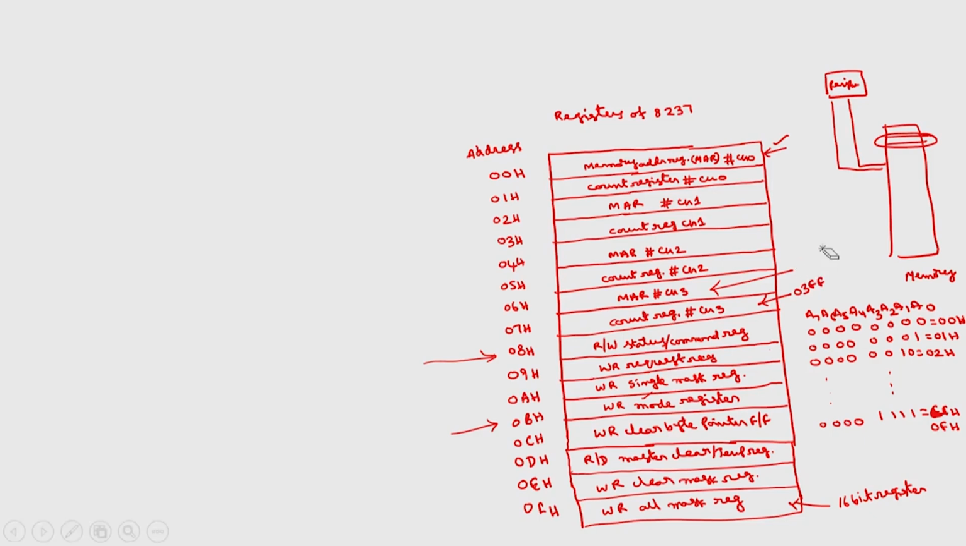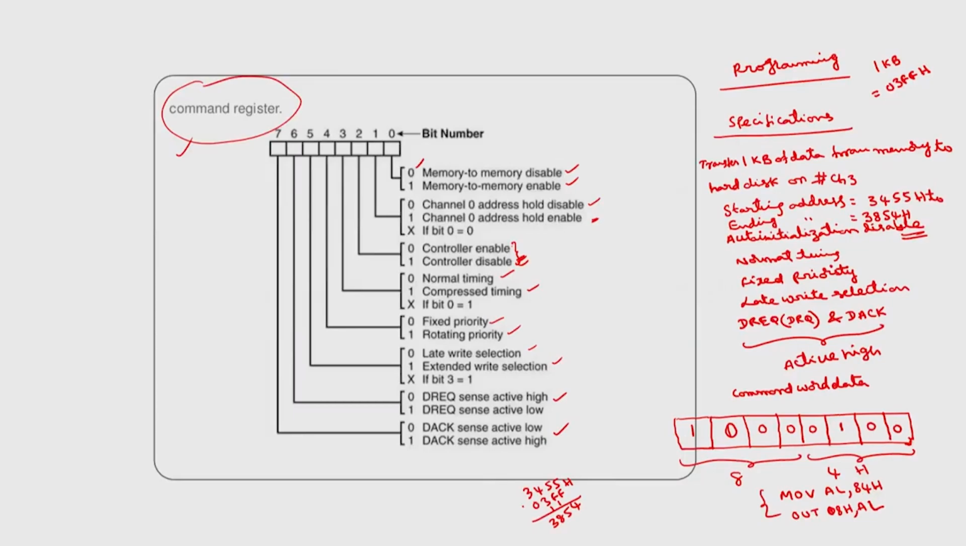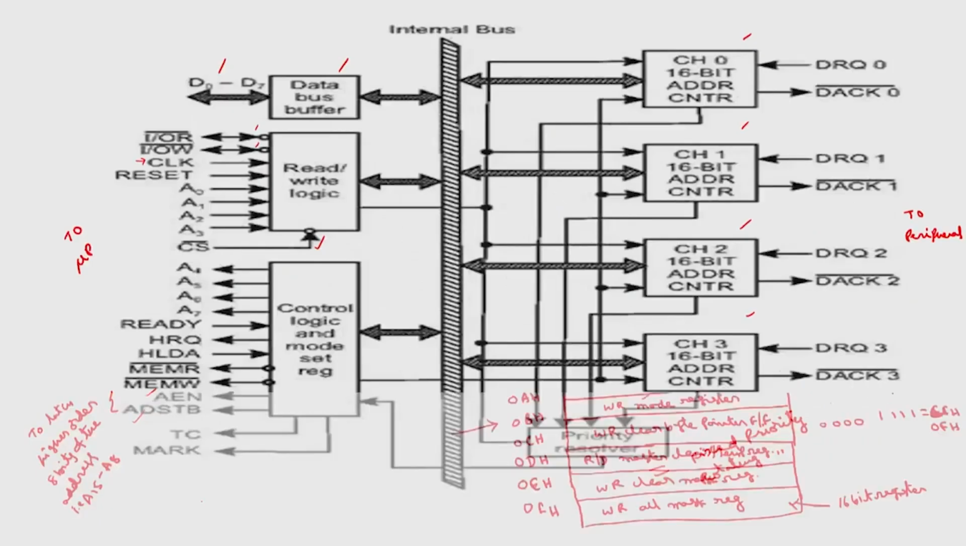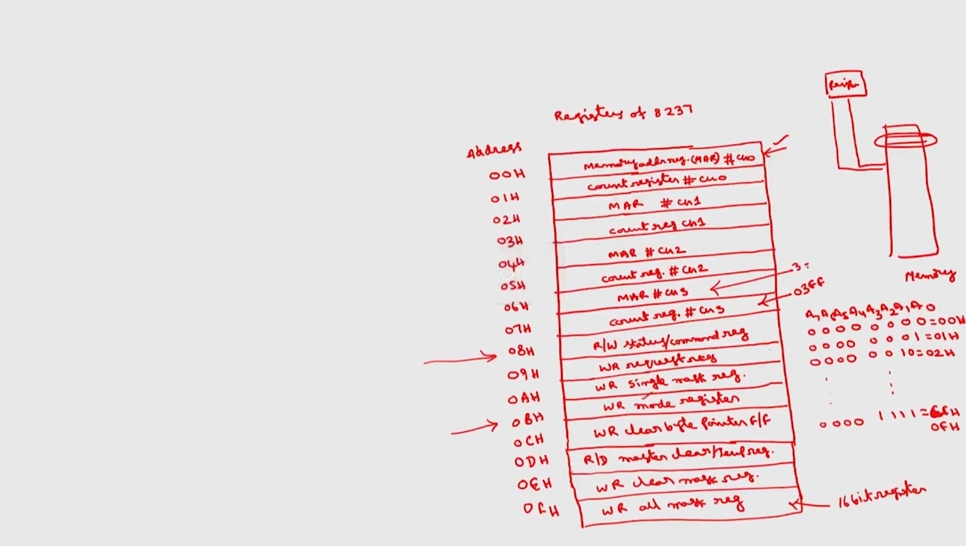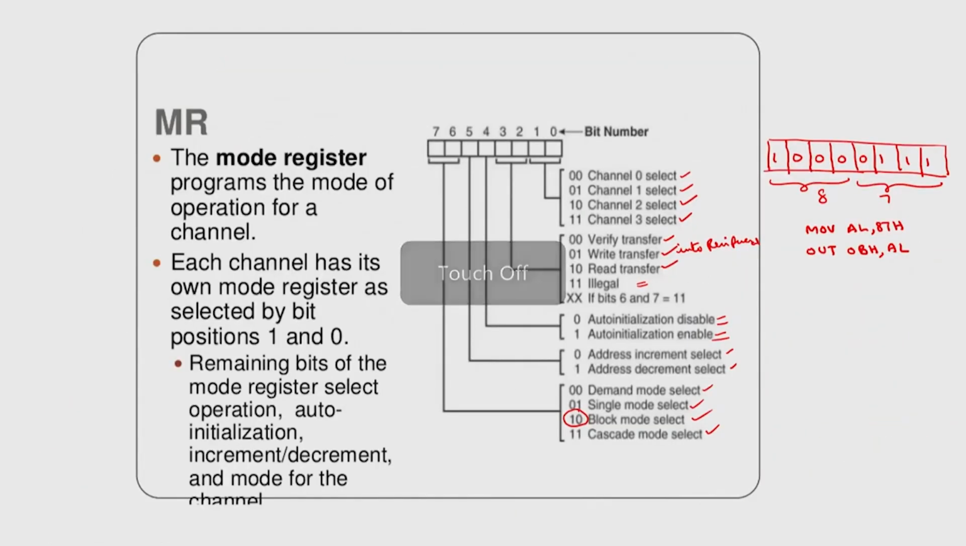And the starting address you have to load here. What is the starting address I have taken? It is 3455H. You have to load 3455H here. So, the address of channel 3 MAR will be 06H and the count register will be 07H. So, I have to use these addresses 06 and 07. 06H is the memory address register and 07H is the count register for channel 3. These are the addresses of channel 3.